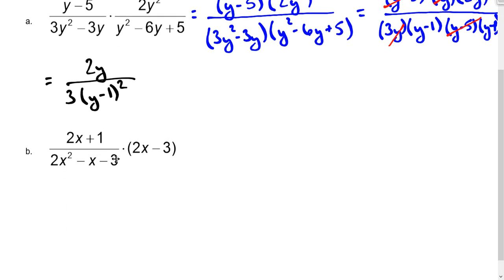So in number 2 here, it doesn't look like we have two rational expressions, but we should all recognize that we can always write anything as a rational expression by just putting it over 1.